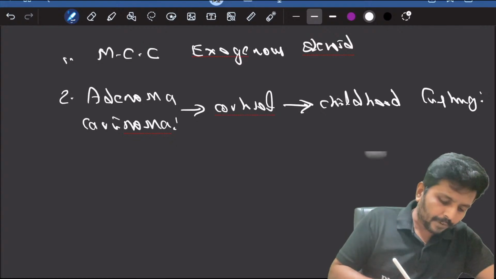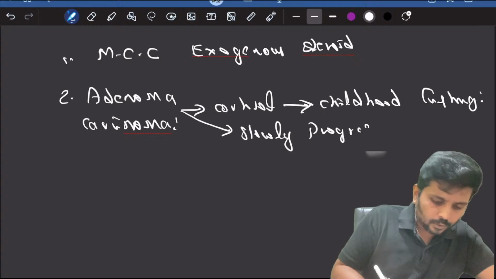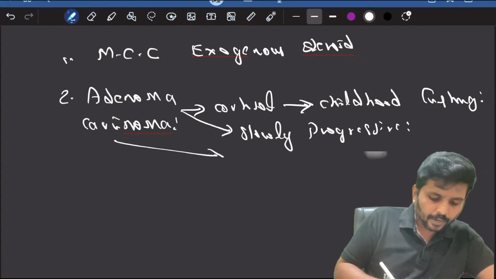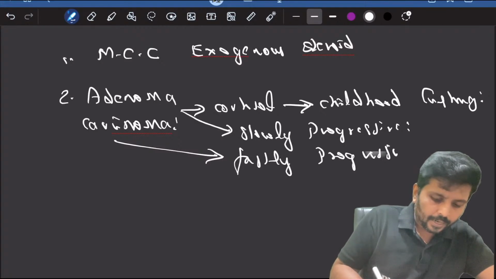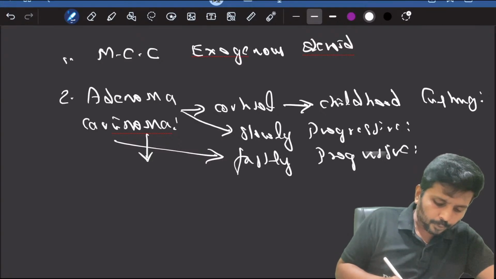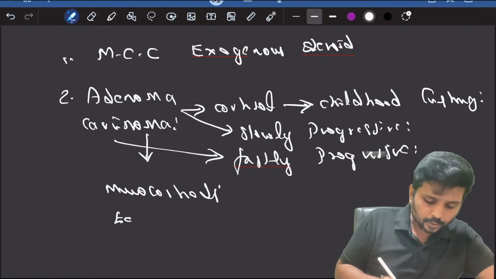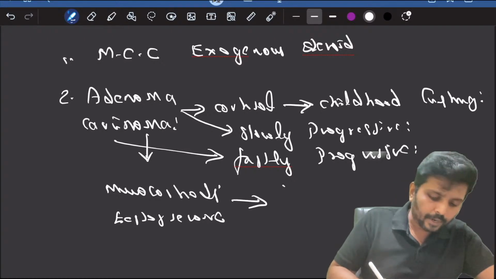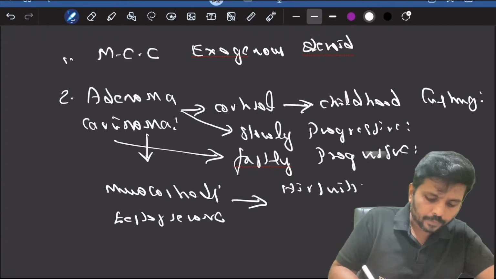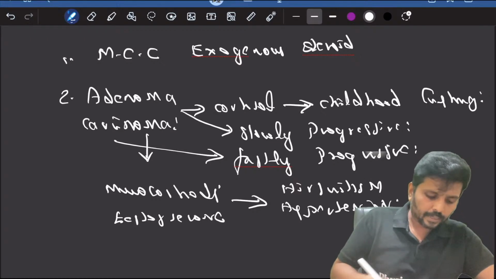In case of adrenal adenoma, it is slowly progressive. In case of adrenal carcinoma, it is fast progressive. And remember, adrenal carcinoma produces mineralocorticoids and also testosterone, as a result of which adrenal carcinoma will be associated with hirsutism as well as hypertension.